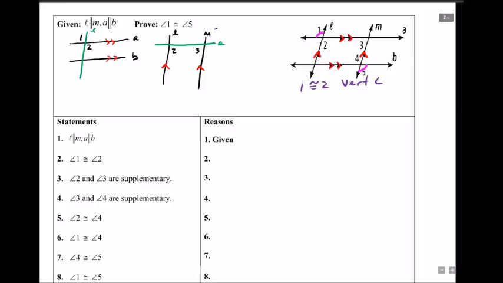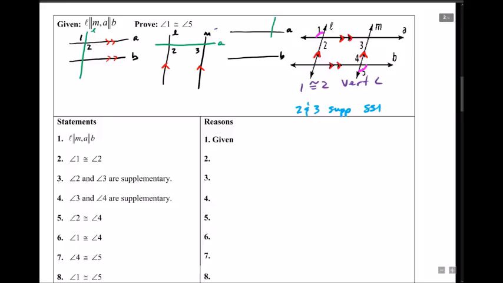What does that do for me? Well, let me find another color here. I know that 2 and 3 are supplementary because of same side interior angles. All right, well, let's do our next drawing here. How do we get 3 to 4? We've got to do 3, 4, and 5 here. So I've got 2 more lines there, and those are A and B.